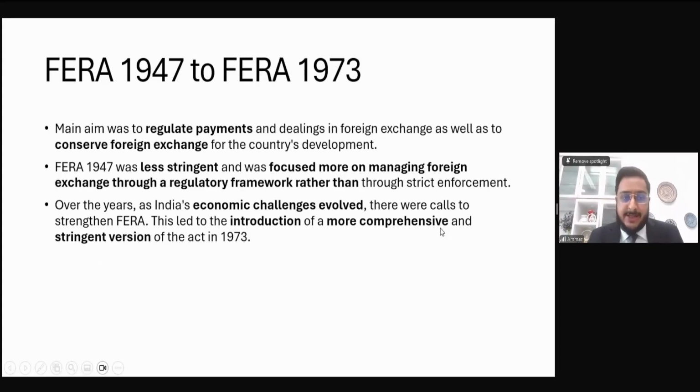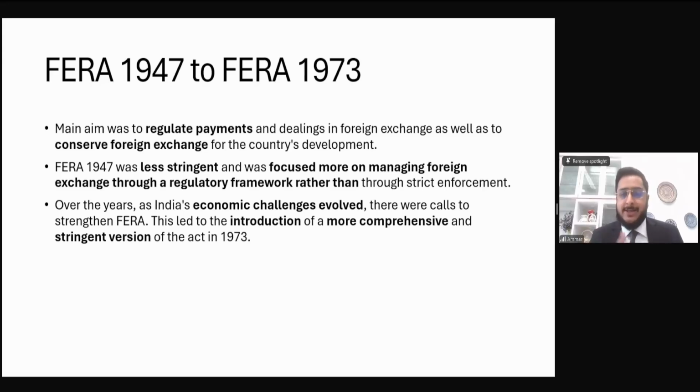The main aim, again, as I said, was to regulate payments as well as to conserve foreign exchange. See, every country will have to deal with foreign exchange. There are regular dealings with other countries for imports, for exports, even for loans. So there are regular dealings where you require foreign exchange, and as a country, you need to conserve it. So that was the need. Then FERA 1947 was less stringent, and it was focused more on managing foreign exchange through a regulatory framework rather than through strict enforcement.